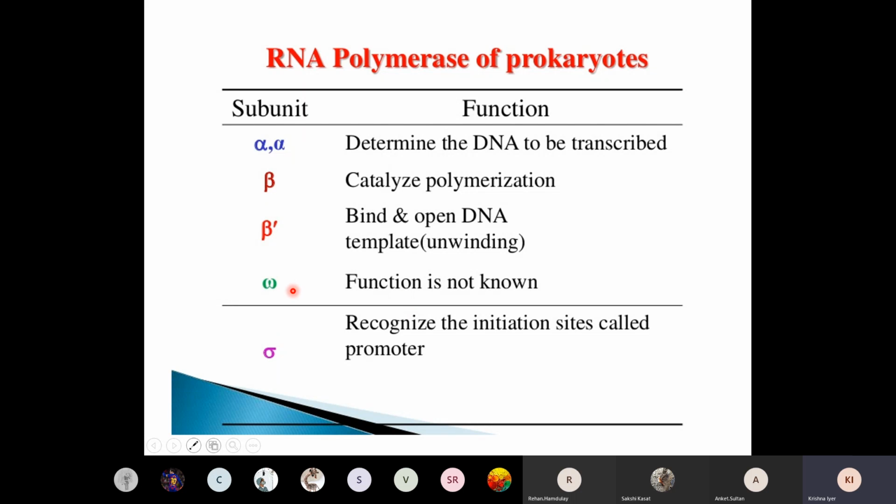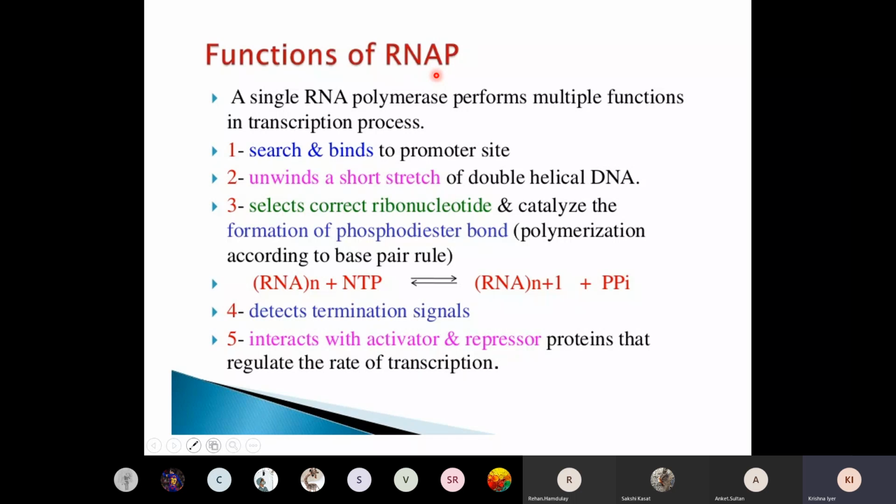Now, what are the roles of all of these subunits when they are present together? Which means what is the function of the actual RNA polymerase complex, as it is called. Here are the 4 or 5 things it does. The first thing it does is it searches the DNA and finds the promoter site and binds to it. So one of the functions of this complex is to find where the promoters are, detect them, and then bind to them.